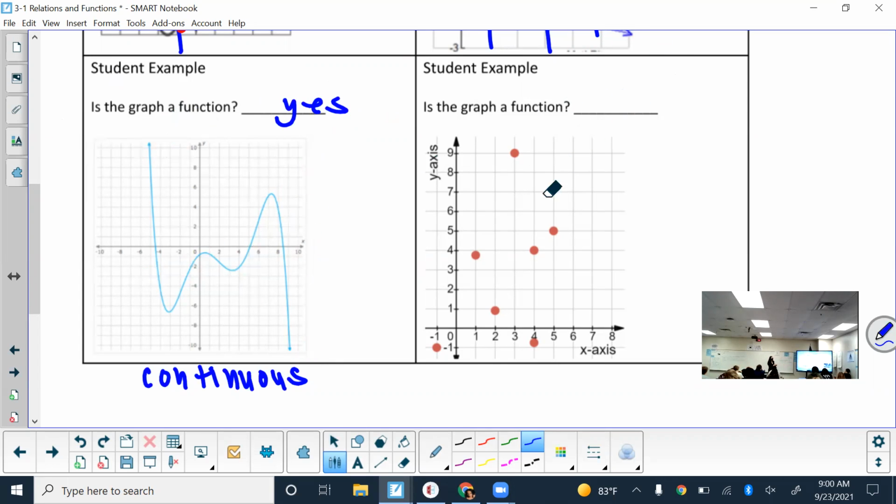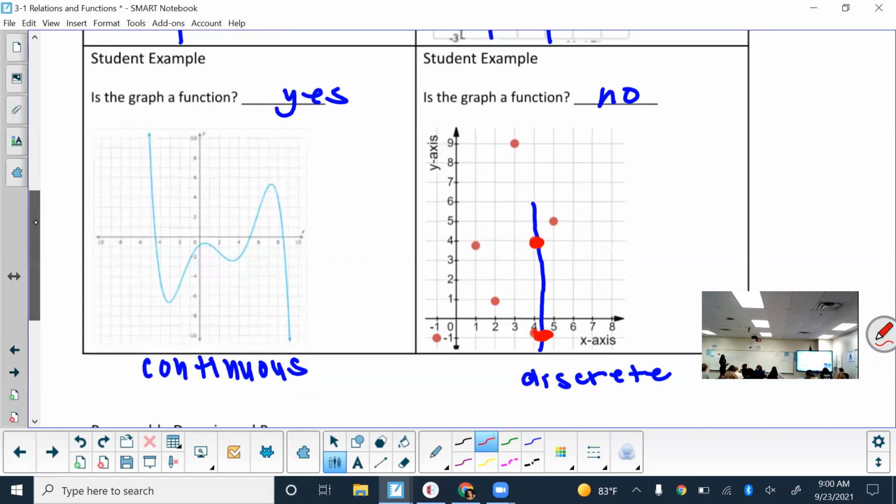Is this second one a function? No. Where does it not pass? Good, so it's saying that this 4, and I'm horrible at drawing lines, but this 4 has more than one y value, so it does not pass. It fails the vertical line test. What type of graph is this one? Discrete. All right. So it fails here when I drew my vertical line. Questions?